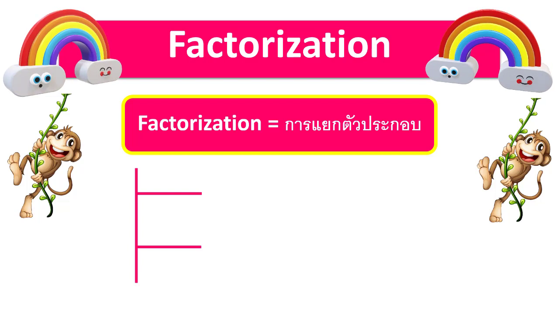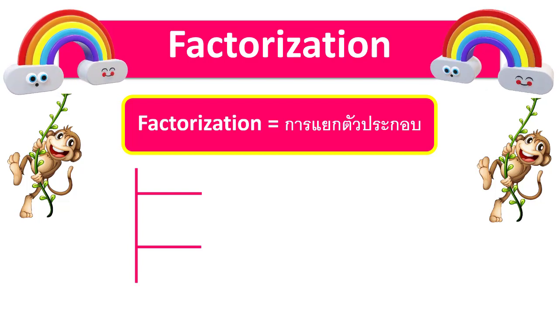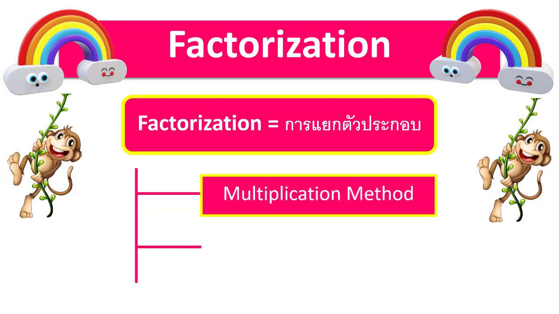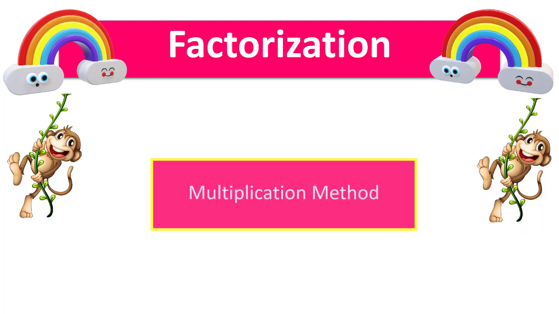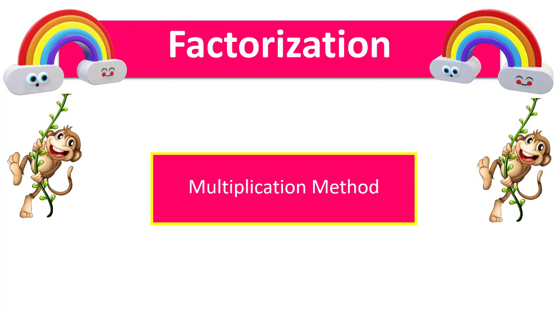Okay, and we're learning the factorization. What is a factorization? Can you tell me in Thai language, please? Good job, students. So, there are two ways to do the factorization. The first method is multiplication method. Next, short division. Again, number one is multiplication method. Number two is short division. Multiplication method.